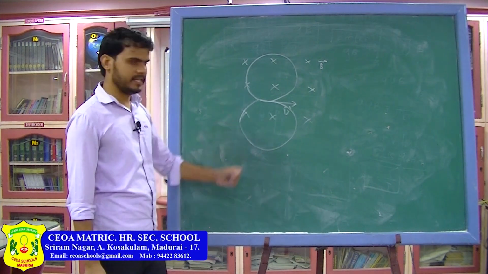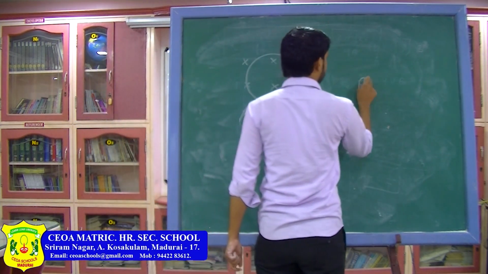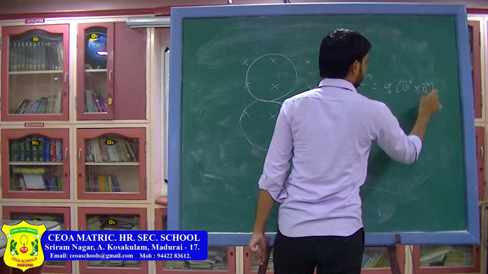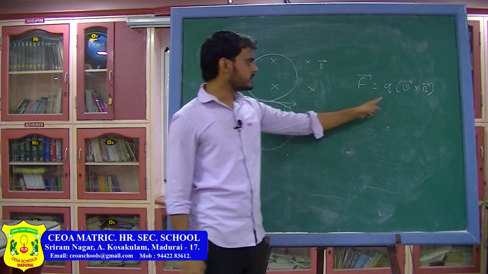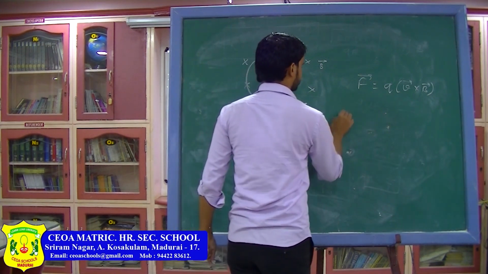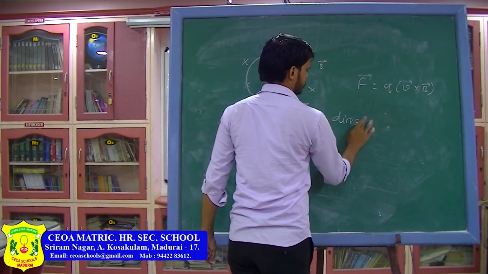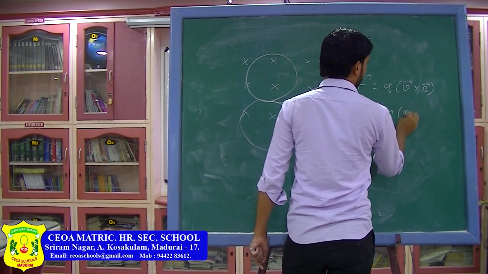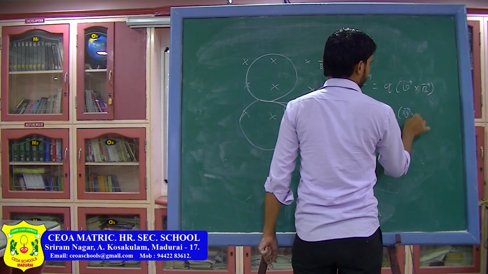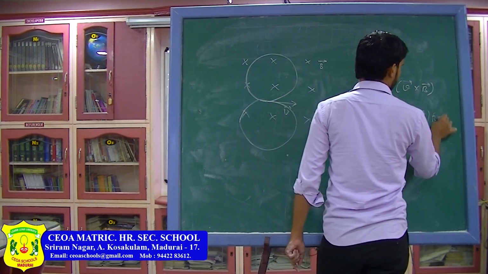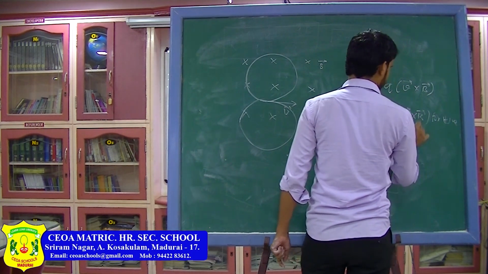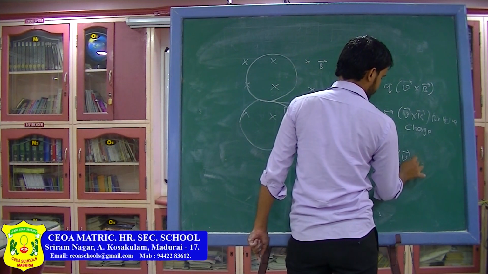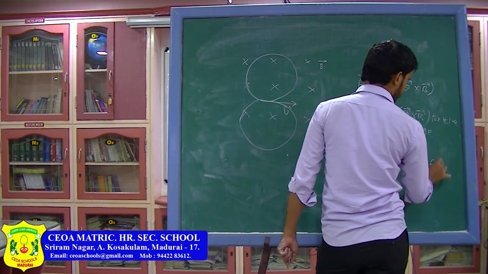So how do you find the direction of the force? The direction of the force, remember, is given by q v cross B. So if the charge is positive, the direction will be along v cross B for positive charge, and opposite to the v cross B for a negative charge.